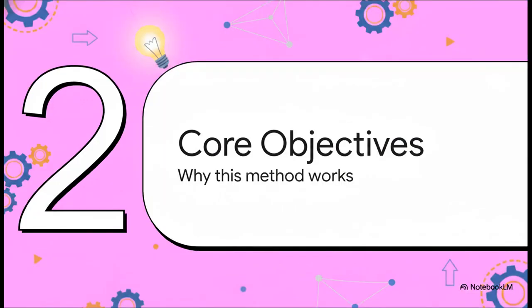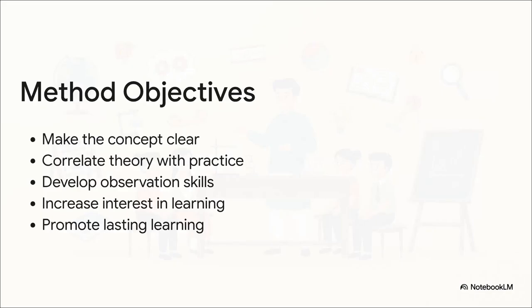Section 2, Core Objectives and Traits. Why this method works. Moving right along, let's look at the specific goals we're trying to hit when we deploy this in a technical setting. Now, obviously, the primary goal here is to make the concept clear, but it goes way deeper than that. By forcing students to actually watch a demonstration, you are actively developing their observation skills.